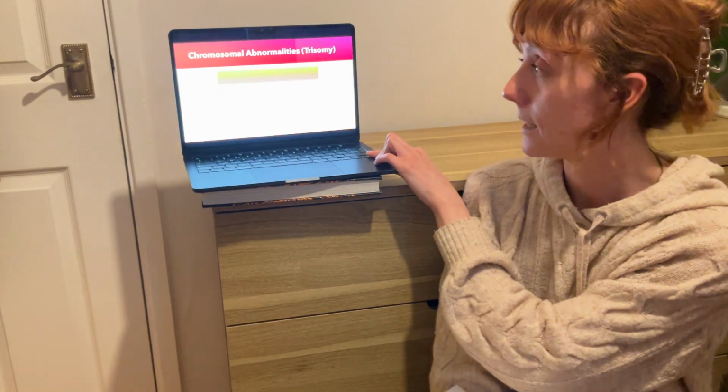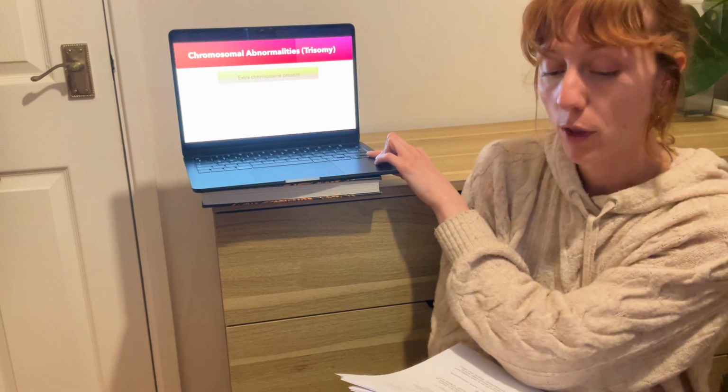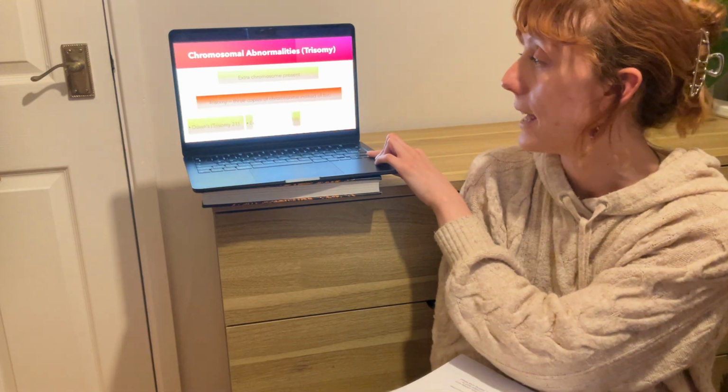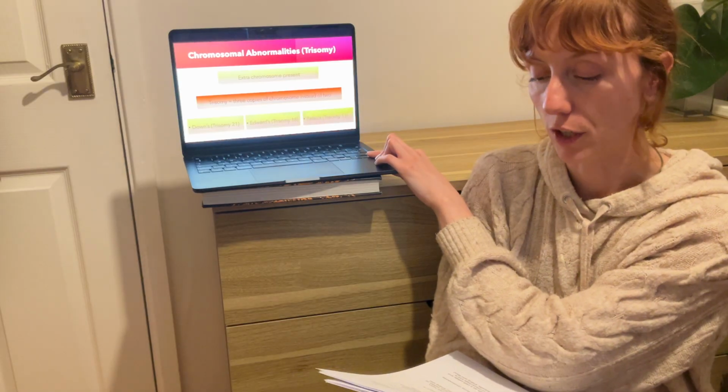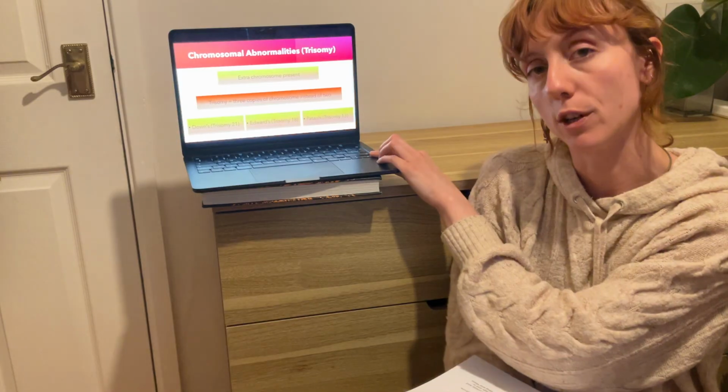Chromosomal abnormalities such as trisomies occur when there is an extra copy of a chromosome. The three main conditions screened for during pregnancy are Down syndrome, Edwards syndrome, and Foetal syndrome. Each condition affects development in different ways depending on which chromosome is involved.